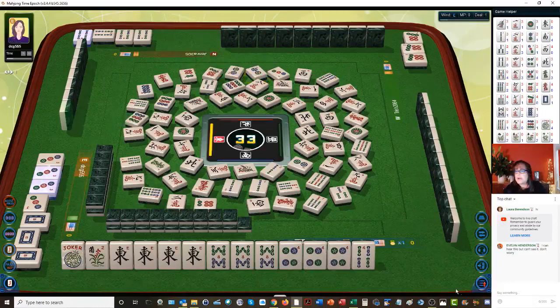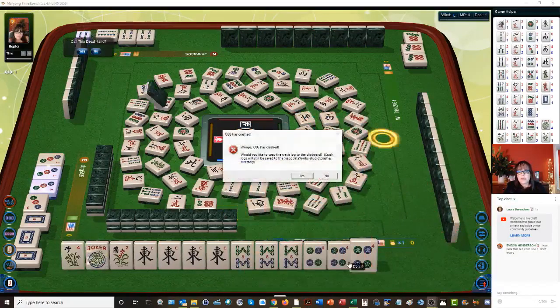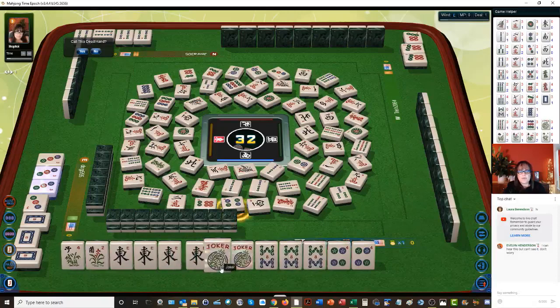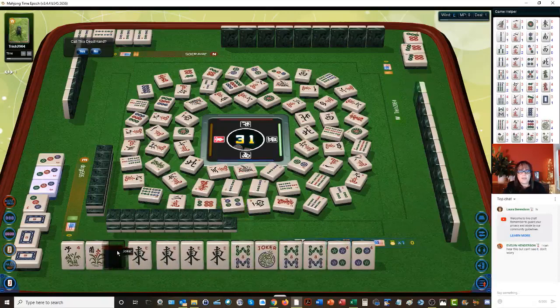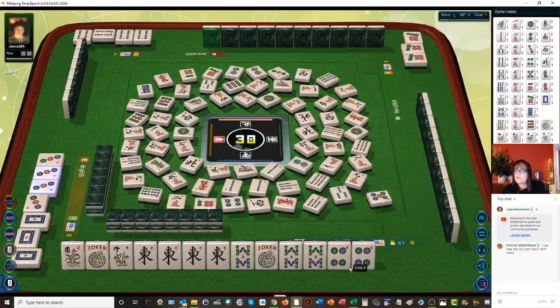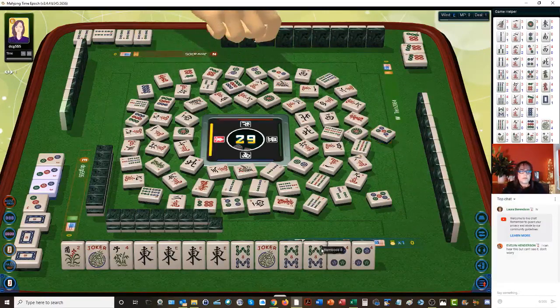We need help with these flowers. Three characters. Okay, there's a flower. We're going to go ahead and get the four bam. Four bamboos. And we're going to discard the four dot. Four dot. So now we have jokers here that we can use for the eight and the flower. And then we just need one more joker for the east. Five dots. And that player to our left did not want the four dot, so maybe they need twos, but they didn't want the two dot either. Five dots.